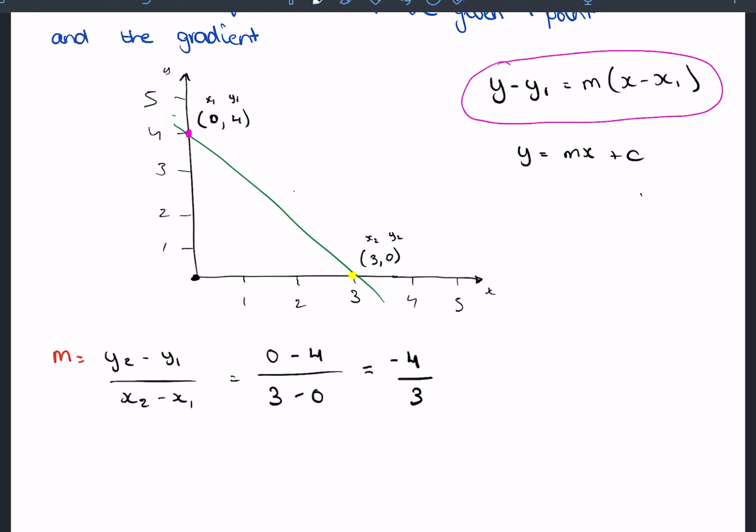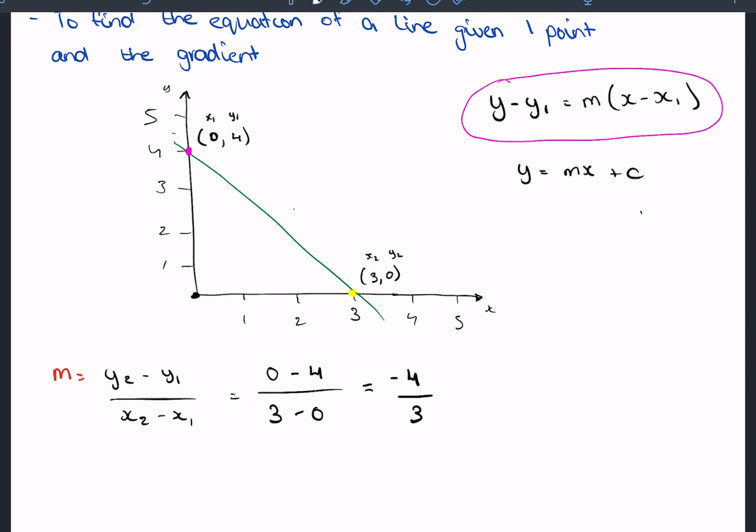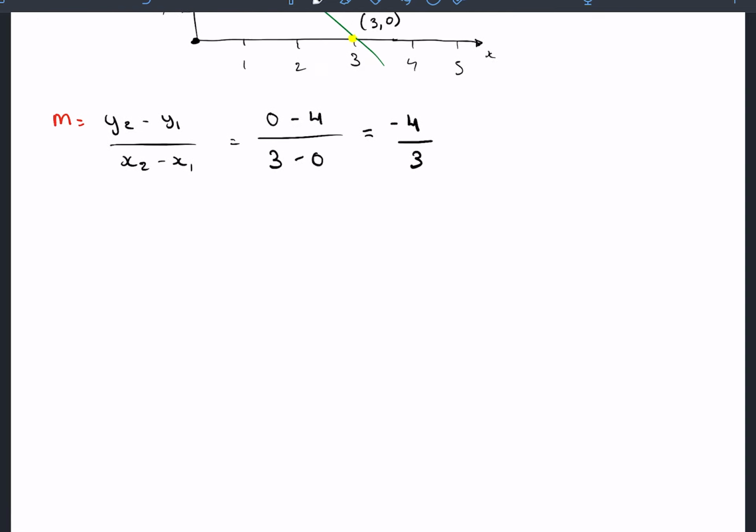Now next we're going to actually use this formula. Since we got the gradient, we're going to use this formula, and we're going to find the equation of such a line. And this long formula is actually just going to boil down to this, the equation of the line. All right, so let's rewrite this formula.